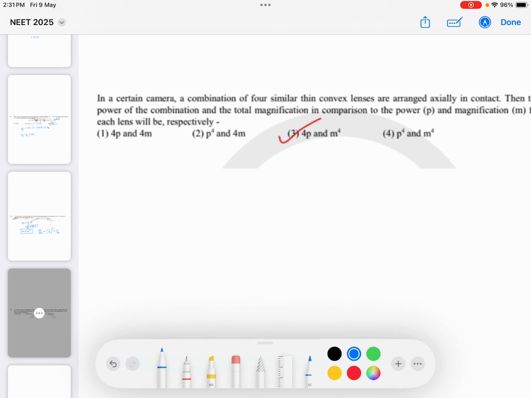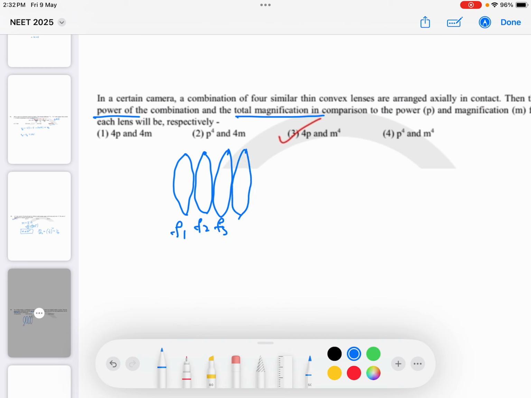So here they are asking two questions. One is power, total power. Second one is total magnification of the combination. Here is the arrangement. Convex lenses are arranged side by side like this one. First convex lens focal length f1, f2, f3 and f4. Each focal length of the lens is given, in 4 similar convex lenses axially.